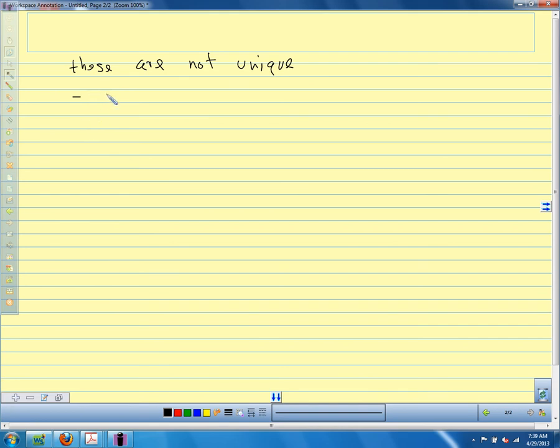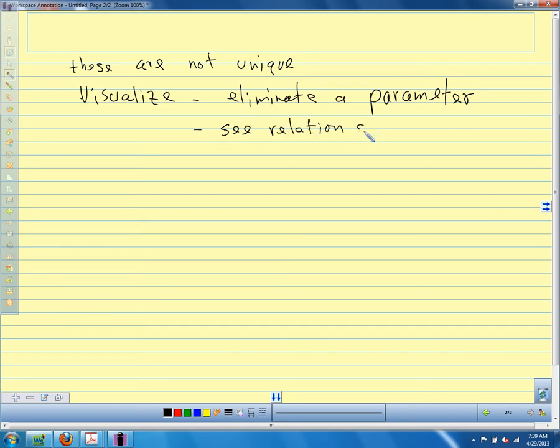So to visualize, we try to eliminate a parameter or see a relationship between the components. Sometimes we can just look at our representation and see some kind of relationship.